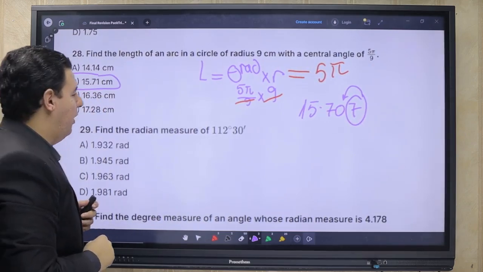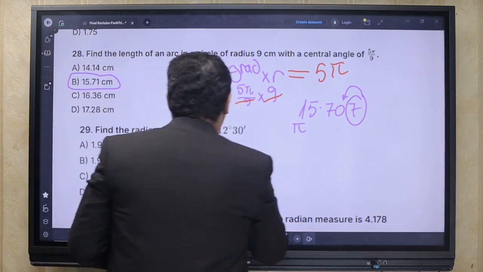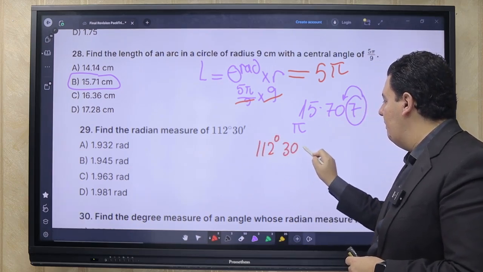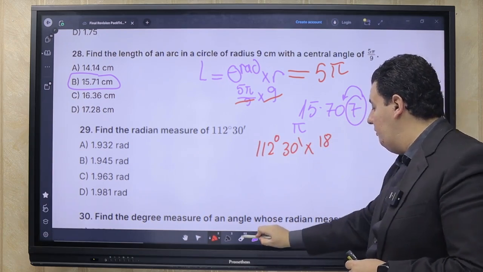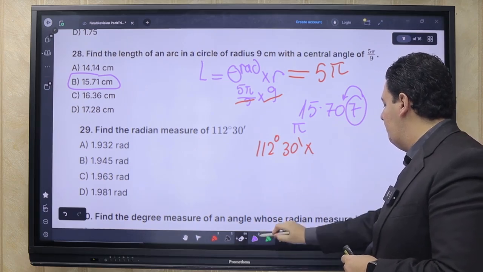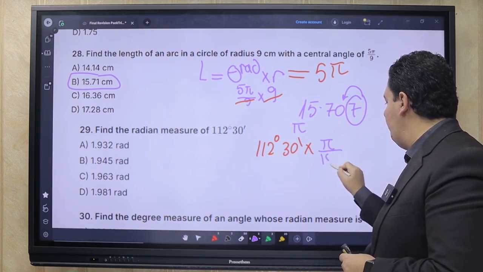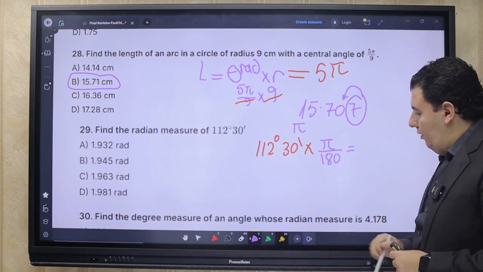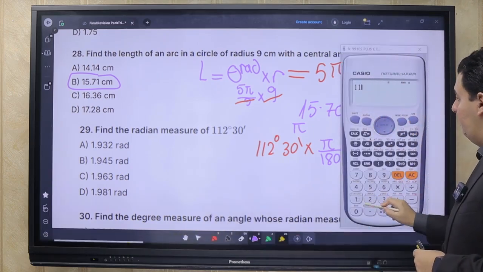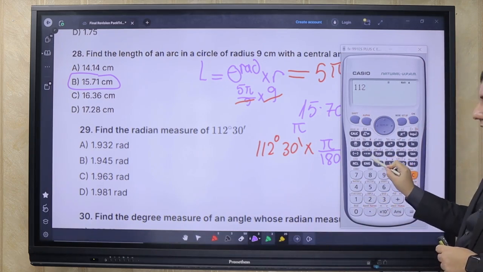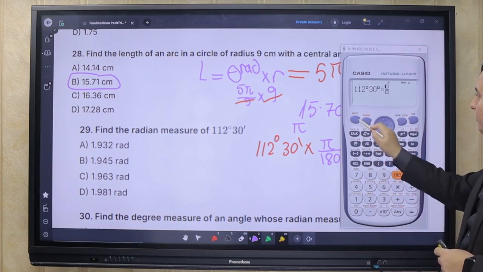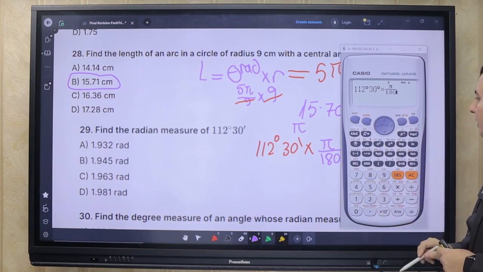Find the radian measure of 112 degrees 30 minutes. To convert from degrees to radians, we multiply 112 degrees 30 minutes times pi over 180. Using your calculator to find this: 112 degrees, 30 minutes, times pi over 180 degrees.